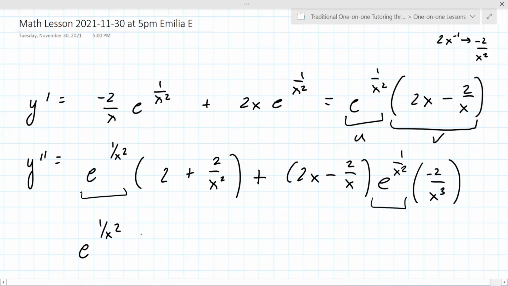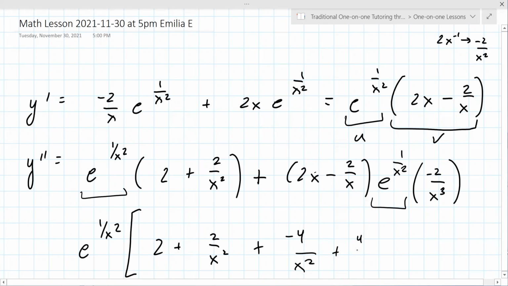And then what do we have left over? So we have big bracket here, 2 plus 2 over x squared plus, now you have to multiply minus 2 over x cubed by each of these, so that's minus 4. One of those x's cancels over x squared. Okay. And then minus 2 over x times that is plus 4 over x to the 4th, like that.